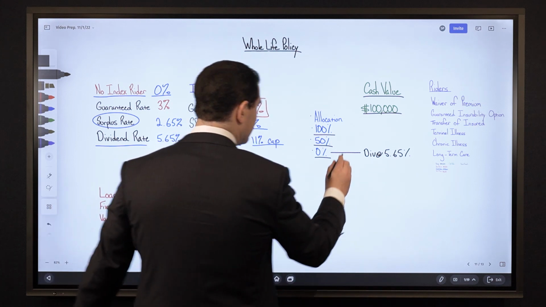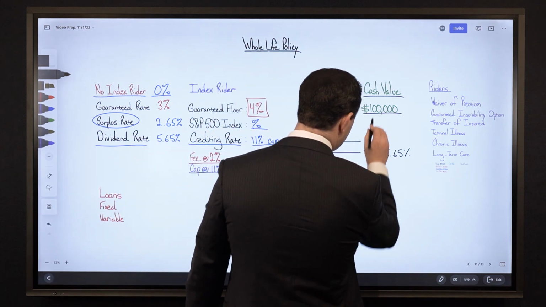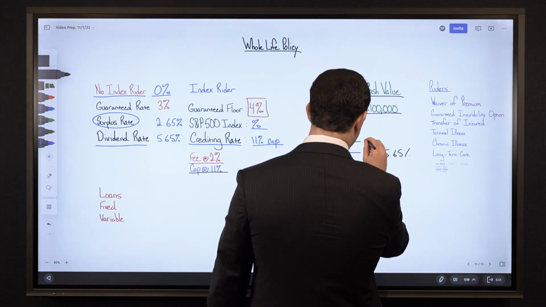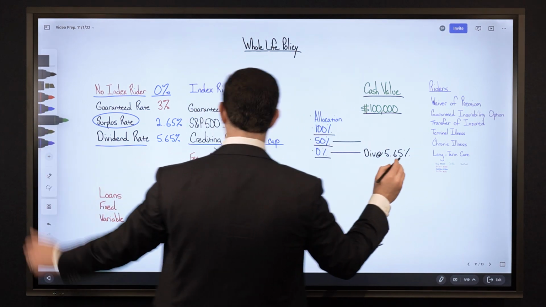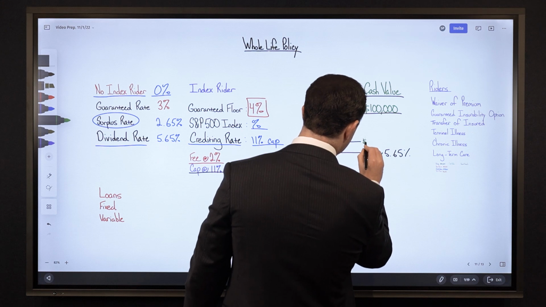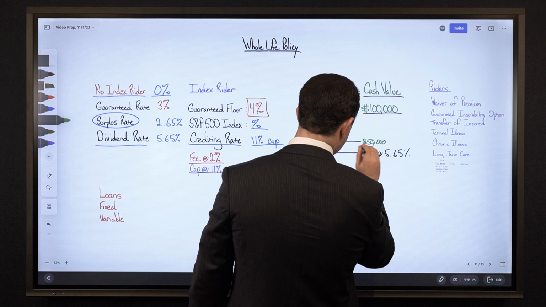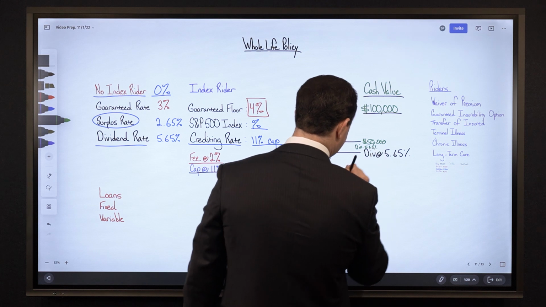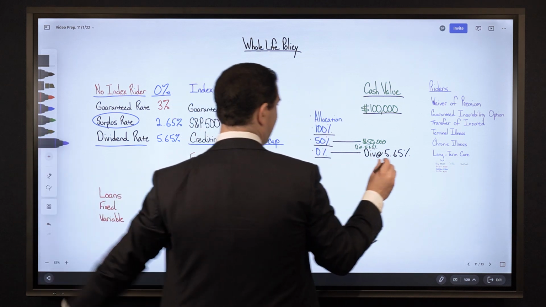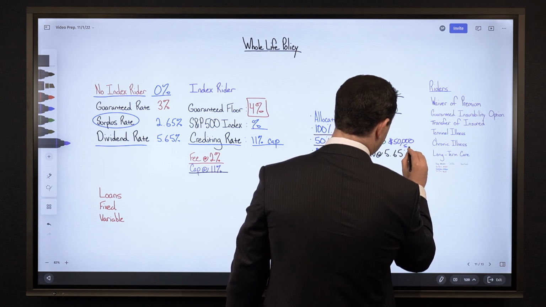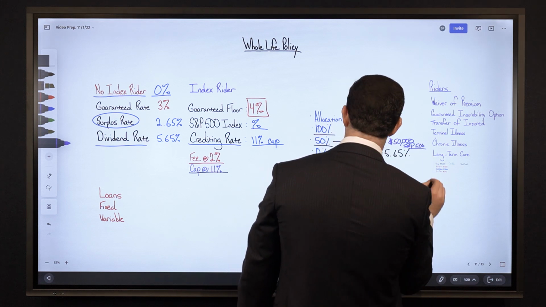Now, if you go 50%, what would happen here is that would mean of that $100,000 in cash value, 50% of it, or $50,000, is still tied to the basic dividend. So let's call it here in green, dividend at 5.65%, if I can fit it, beautiful. And then we've got the other 50,000 that's tied to the S&P 500 index. So middle of the road option there.